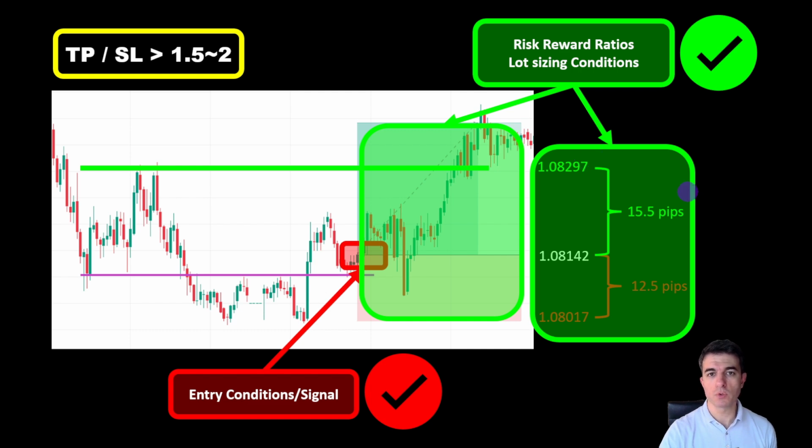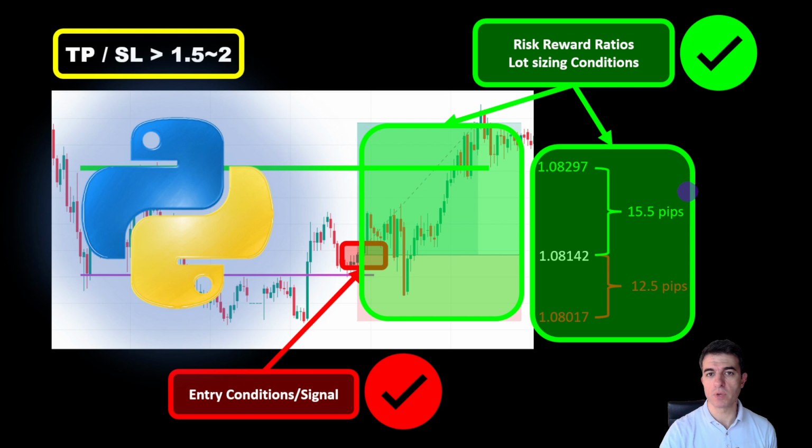Now, we will go through the Python code, to see how we can easily implement these three methods while backtesting our strategies. Just a reminder again, the Python code I will be using here is available for download from the link in the description of this video.